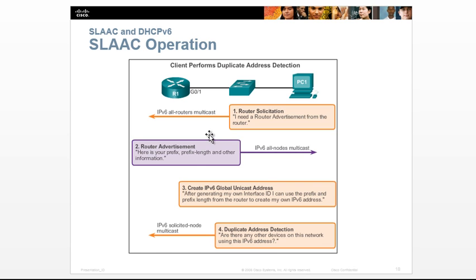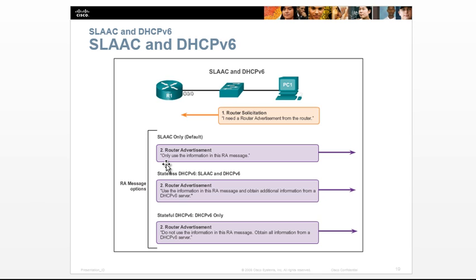And the way this works is with router solicitation. I need a router advertisement packet from the router. Then we get the advertisement. Then we're going to create an IPv6 global unicast address. After I get my own interface ID, I can use the prefix to create my own IPv6 address. Once I've done that, then I can make sure no one else has it. If no one else has it, then I can use that for an actual IPv6 address. So here notice that SLAAC is the default, by the way, for IPv6 DHCP.